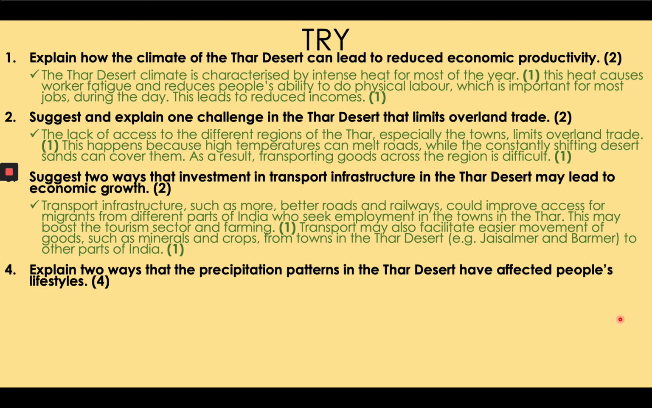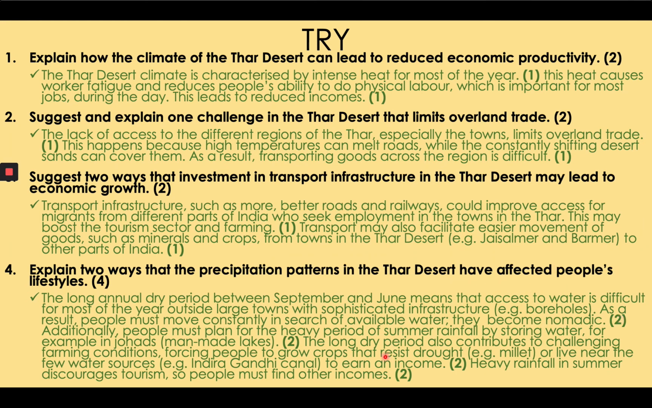4, explain 2 ways that the precipitation patterns in the Thar Desert have affected people's lifestyles. You should have said any 2 of these points. About how people become nomadic, about johads, about the canal, or discouraging tourism because of heavy rainfall in summer. Give yourselves a mark out of the total and add in green pen any parts that you didn't get or got wrong. Go back through the explanations again if you didn't understand any of these questions.